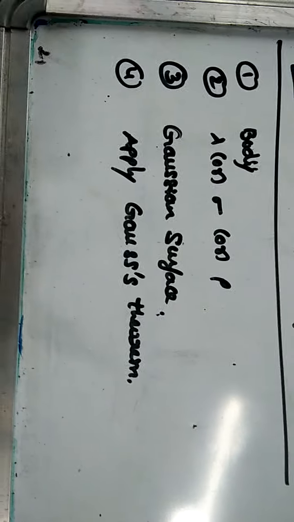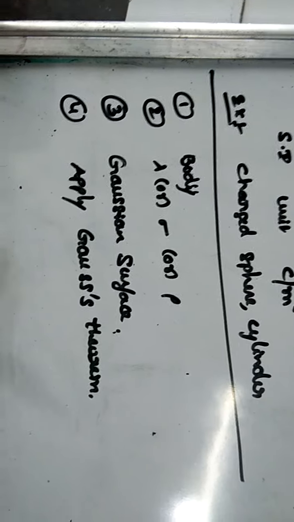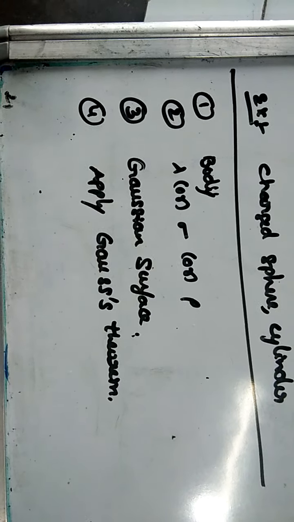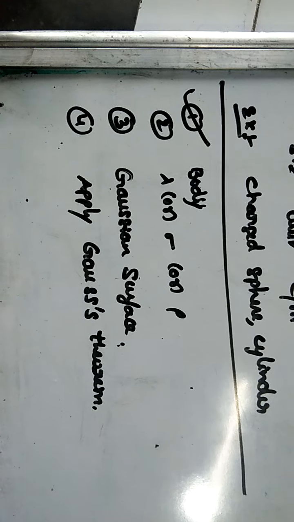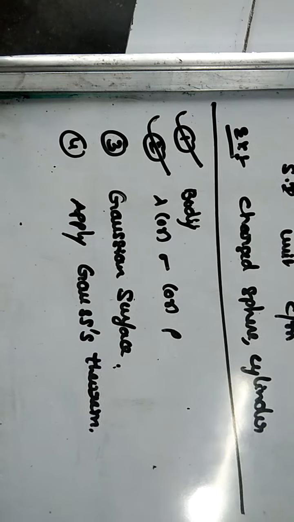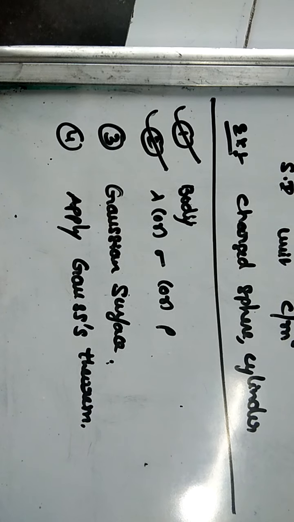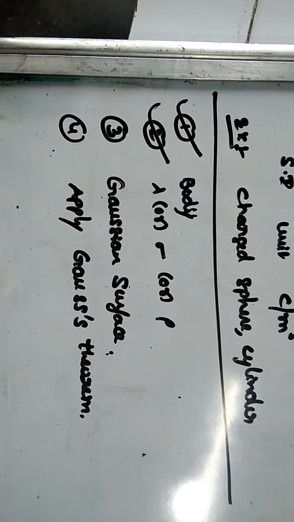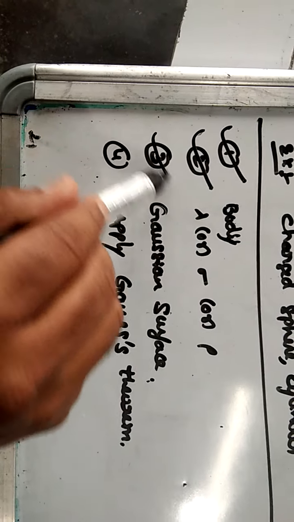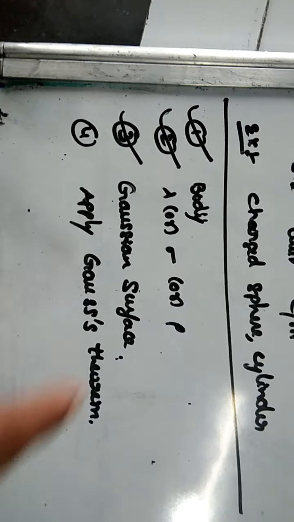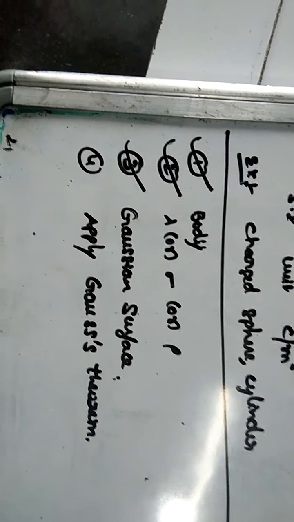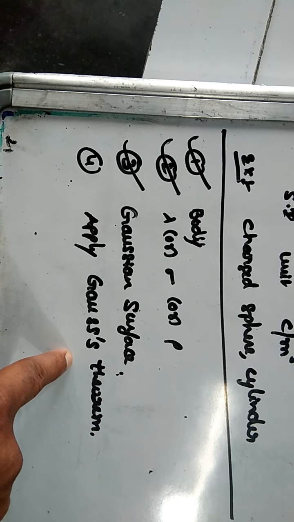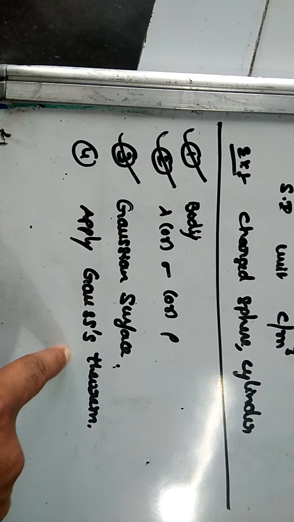Before going to apply Gauss theorem for these continuous charge distribution bodies, 4 steps you have to keep in mind. First thing is select the charged body. What is its geometrical shape? According to geometrical shape, define lambda or sigma or rho. I told you just now. Third one is Gaussian surface. For this charged body, what is the shape of the Gaussian surface? This is very important. After that, apply Gauss theorem, and from which surface flux is coming, automatically you can get the electric field, all these points.